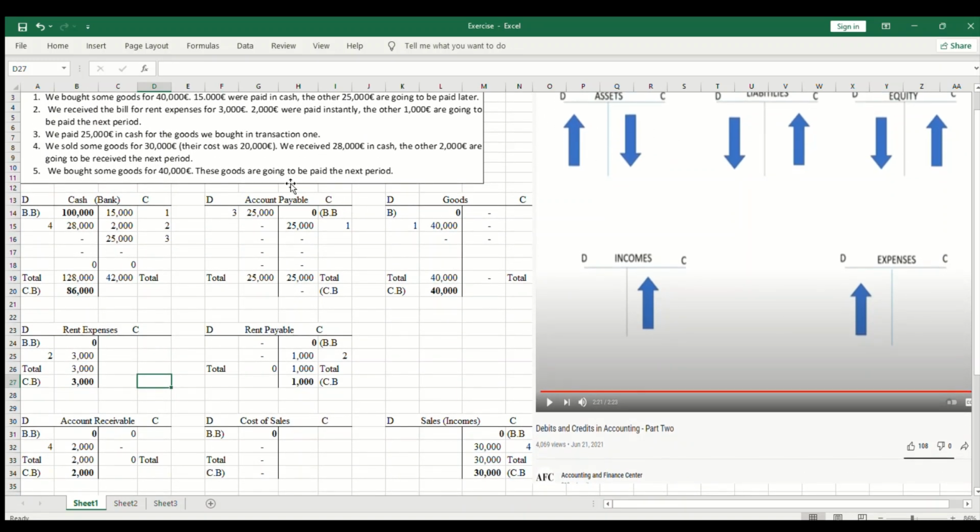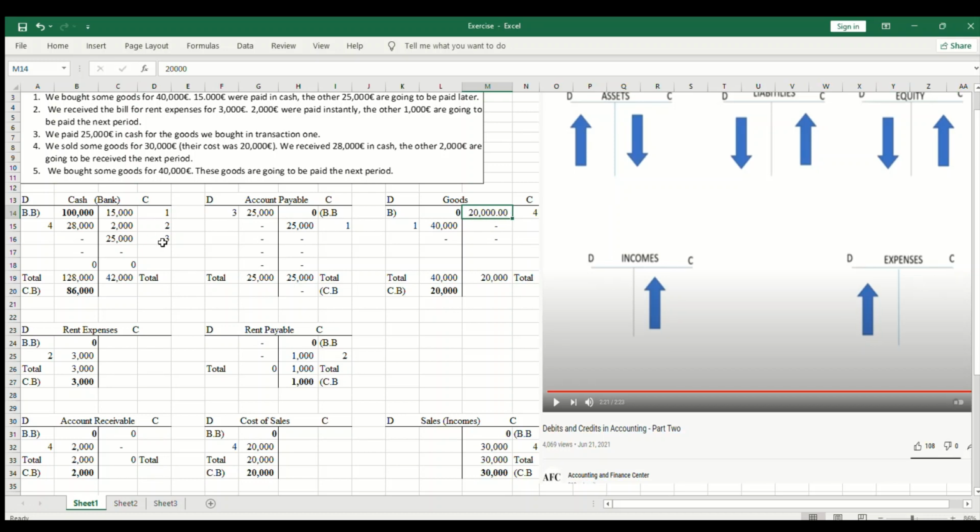And then we have to record also cost of sales in this transaction. Cost of sales, the transaction says, are 20,000 euros. So we debit cost of sales for 20,000 euros. Cost of sales are expenses. Expenses are usually recorded on the debit side. And we have to decrease goods in this transaction for 20,000 euros. So we have to credit goods for 20,000 euros.